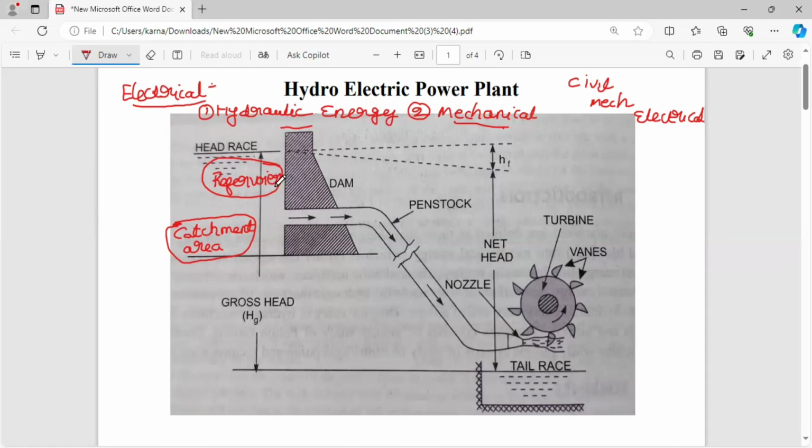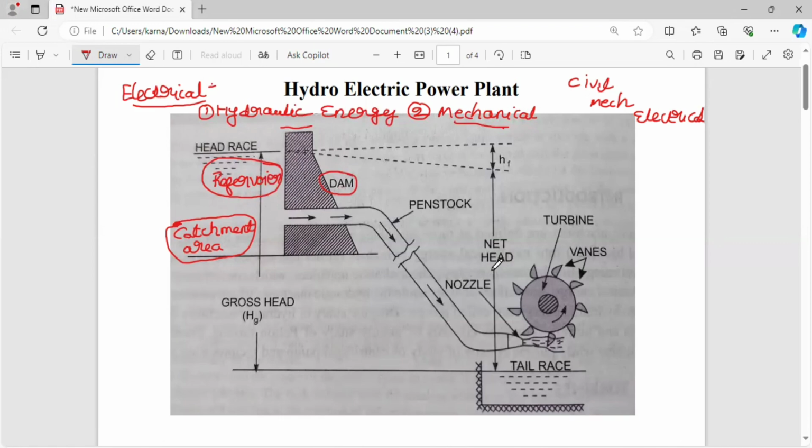After that reservoir, we will construct a dam. Like this, this is the dam. The function of the dam is to control the flow of water from the reservoir.